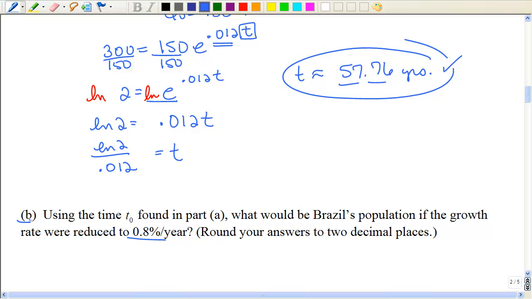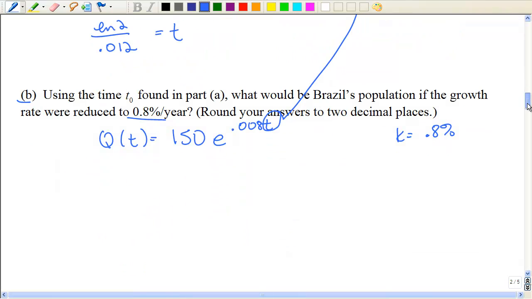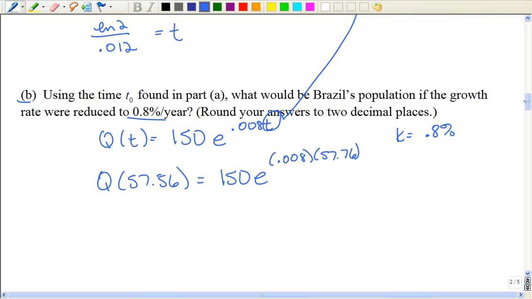So we're going to have to change our model to be our initial population still 150, but our growth rate is 0.8% a year. So we need to move that decimal again to the left 2 decimal places. And they're asking us to now take 57.76 years and plug it in for T and calculate the population. It should be less than 300 million because that's how long it took to double. So we're going to have Q of 57.76 years. I think that's a 7.